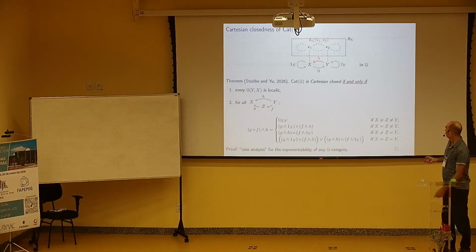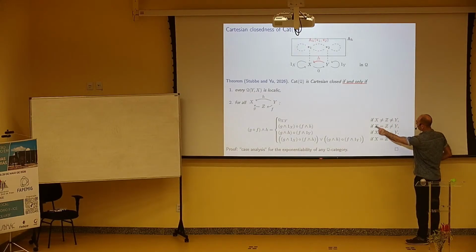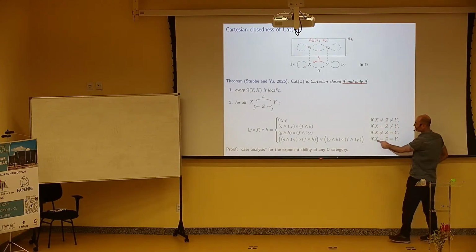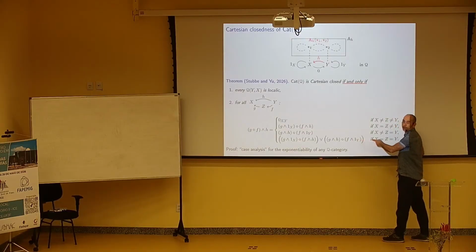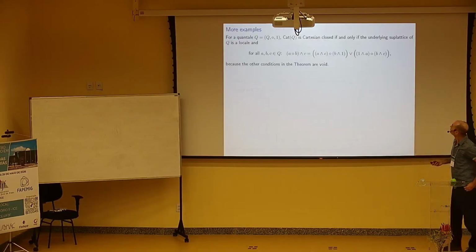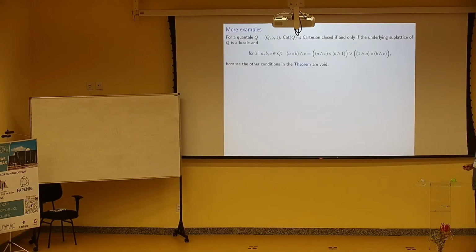So the one object case means that this is not the case, this is not the case, this is not the case. This is the only case that we're looking at in the one object case. So here is what you find for a quantale. I'm just repeating the theorem. If I have a quantale, then Cat Q is Cartesian closed if and only if the underlying sublattice is a locale, so it's often called a localic quantale, or a quantale frame. There's another name for these kinds of quantales. So the underlying sublattice is a locale, but the monoid structure of the quantale is not the intersection, or not necessarily the intersection.